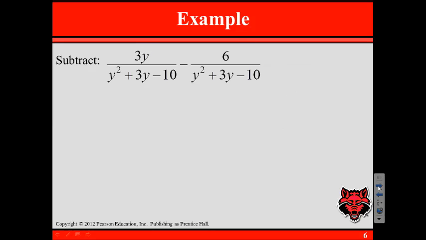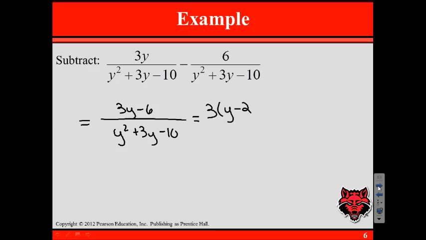Example, here we have 3y over (y squared plus 3y minus 10) minus 6 over (y squared plus 3y minus 10). Again, we have one common denominator, y squared plus 3y minus 10. So we write that once. We subtract across the numerator, 3y minus 6. And in this example, it appears that we can factor the numerator and denominator. In the numerator, we have a GCF of 3. That gives us 3 times (y minus 2).